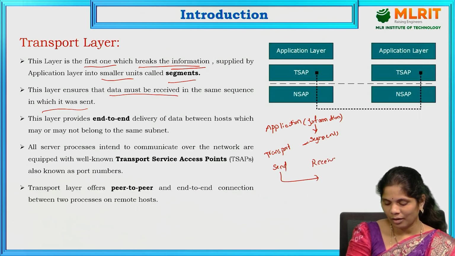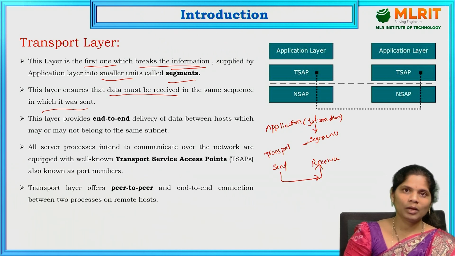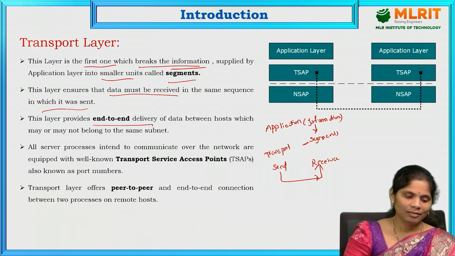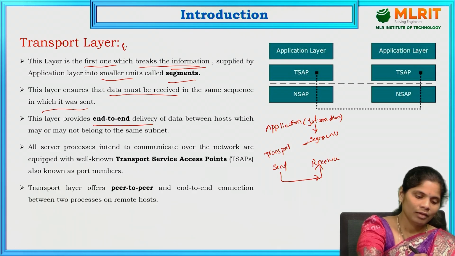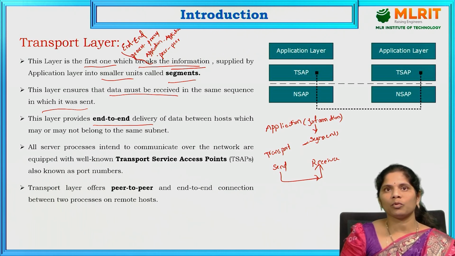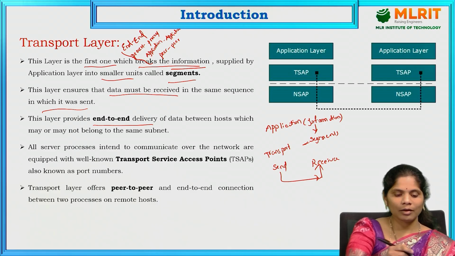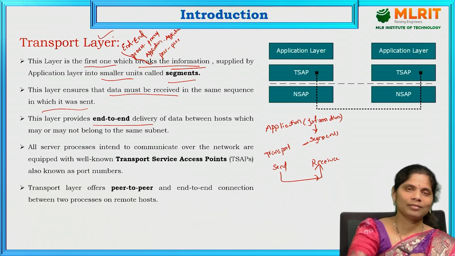Then only that is called reliable delivery. And this layer is mainly about end-to-end delivery. The transport layer is also called end-to-end delivery, process-to-process delivery, application-to-application delivery, and peer-to-peer. All these names refer to the transport layer only. The transport layer is also called the end-to-end layer, process-to-process layer, application-to-application layer, and peer-to-peer layer.